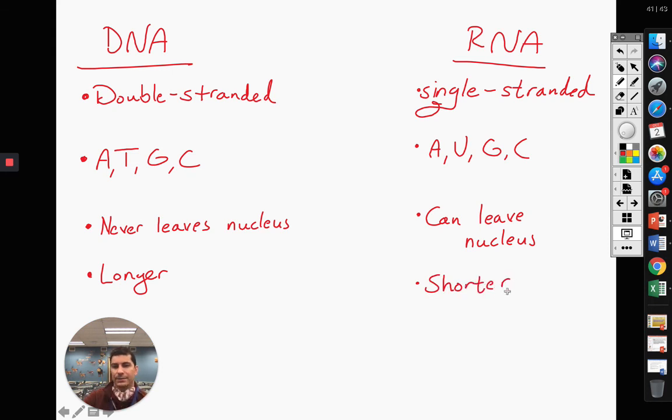So those are your main differences between DNA and RNA, guys. Okay, I just want to give you a few so you can see the difference between them. DNA has 2 strands, RNA only has 1. DNA has thymine, RNA instead of thymine is uracil. DNA is always going to stay in the nucleus. It's never going to leave. For eukaryotic cells, RNA can leave, and DNA is longer than RNA.